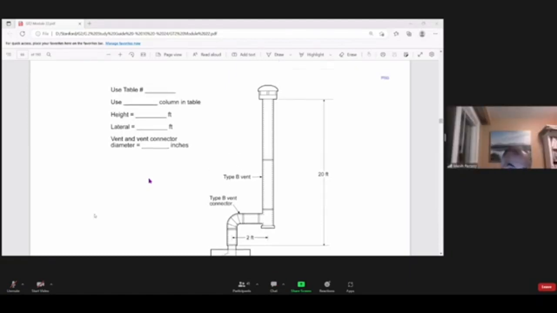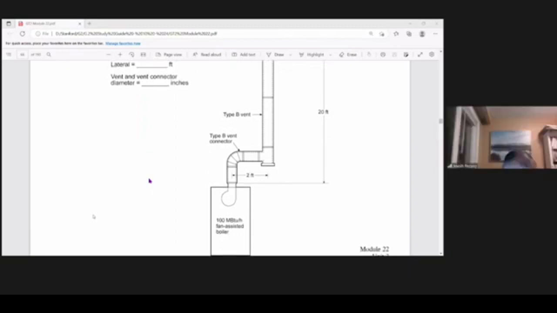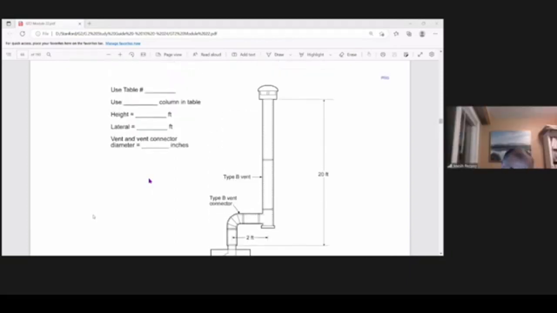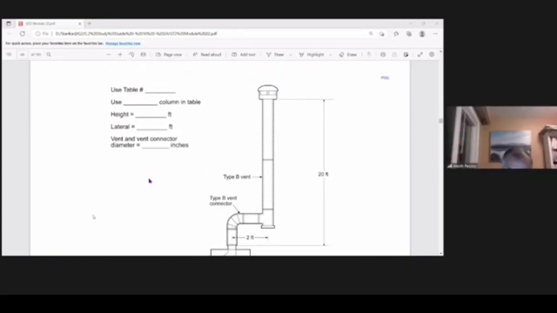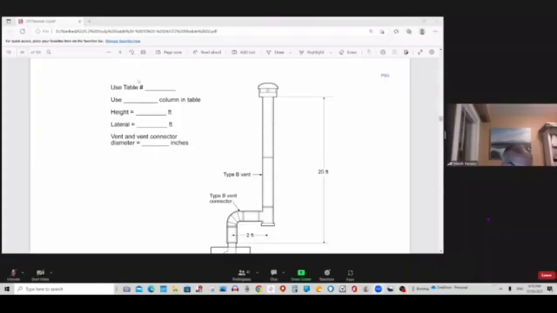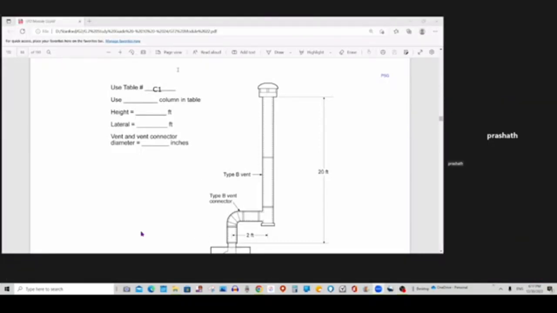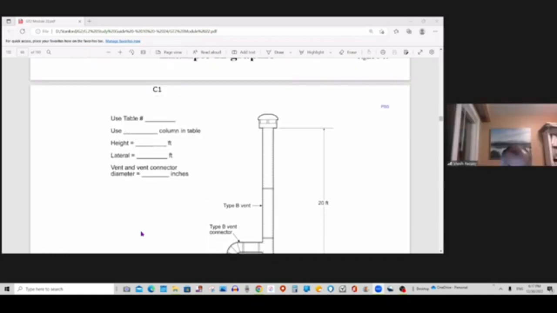Mr. Persha, tell me, which table are you going to use? It's C1, sir. Why table C1? Single appliance, sir. Single appliance and what? Single appliance, B vent, B connector, sir. Yes, so when we have single appliance, B vent, B connector, we go table C1. Next, what type of appliance is it? Fan assisted boiler. Fan assisted, okay? So fan assisted is between min and max, right?